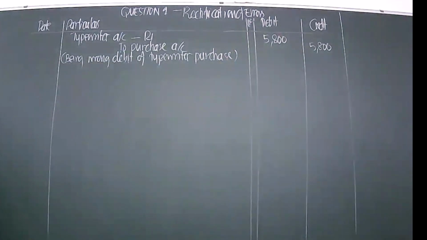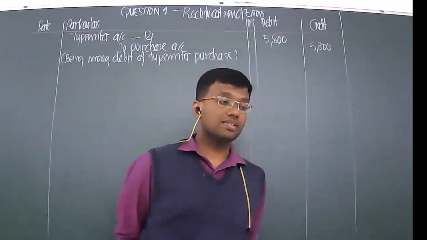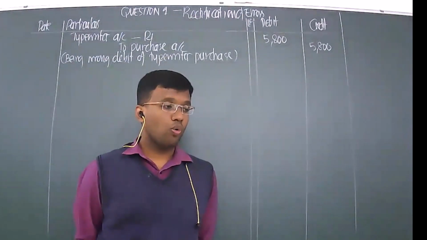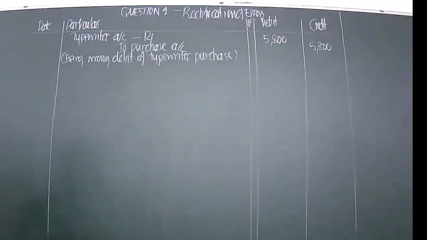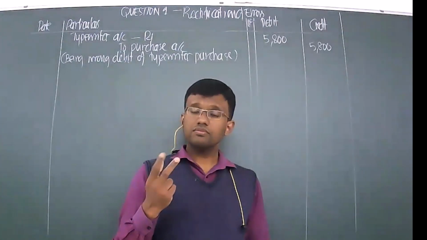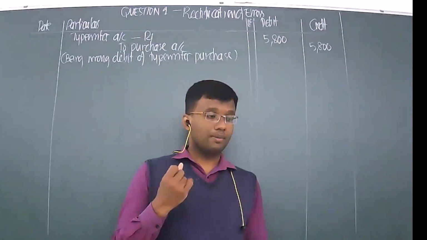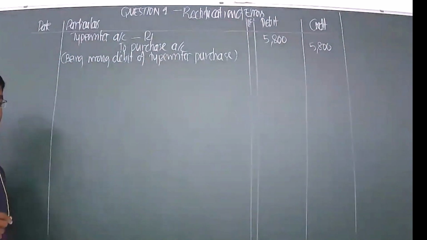So with that, we have completed the first rectification, the first entry to rectify the error. Now let's look at the second one. An amount of rupees 10,000 received on sale of an old machinery has been credited to sales account. So you have sold machinery, and what you have done is credit sales account. Here again, there are two accounts involved, machinery account and sales account. So this is a two-sided error. Now let's look at them individually.